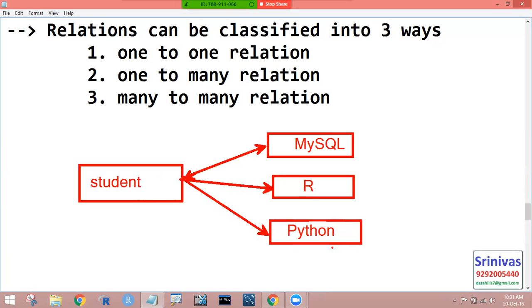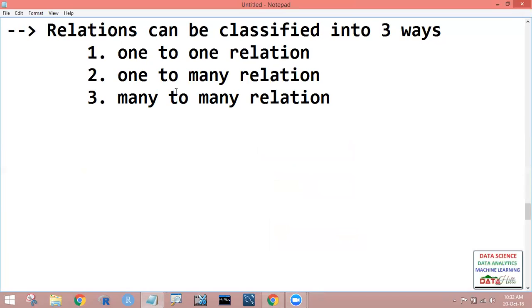And the last one is the many-to-many relationship, where many objects have a relationship with many other objects. For example, take vendor 1, vendor 2, vendor 3 having a relationship with products, product 1, product 2, product 3. Product 1 has a relation with all the vendors, and vendor 1 has a relation with all the products. These are the relations of the RDBMS, classified into these three.